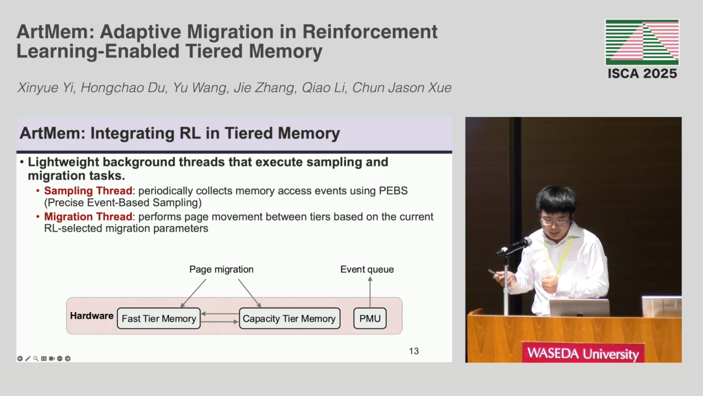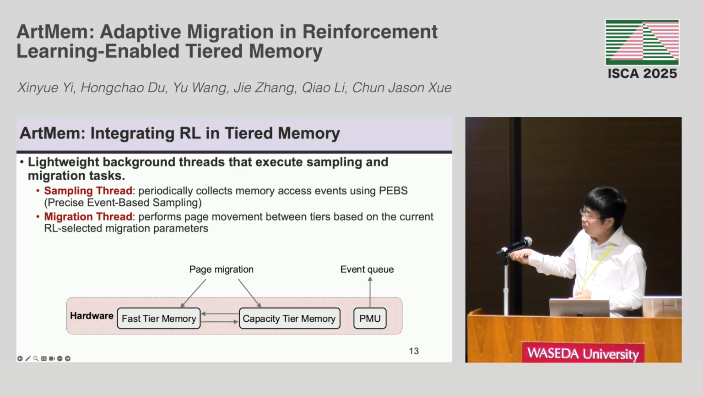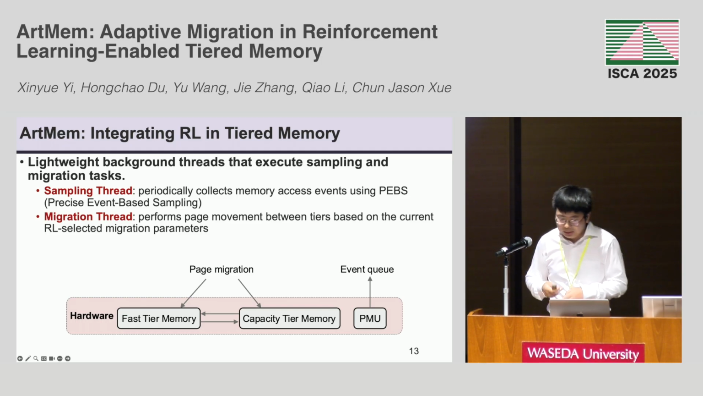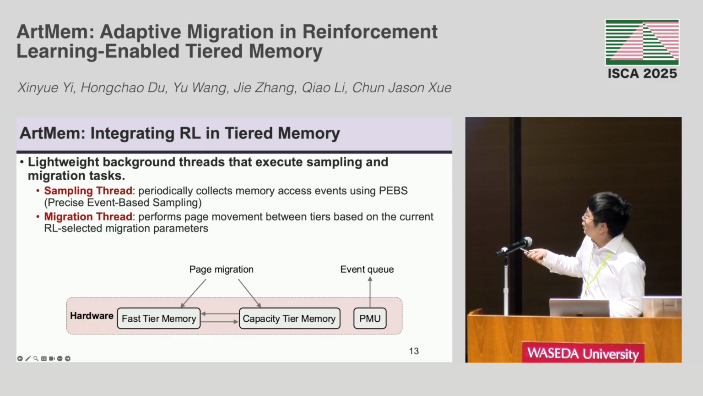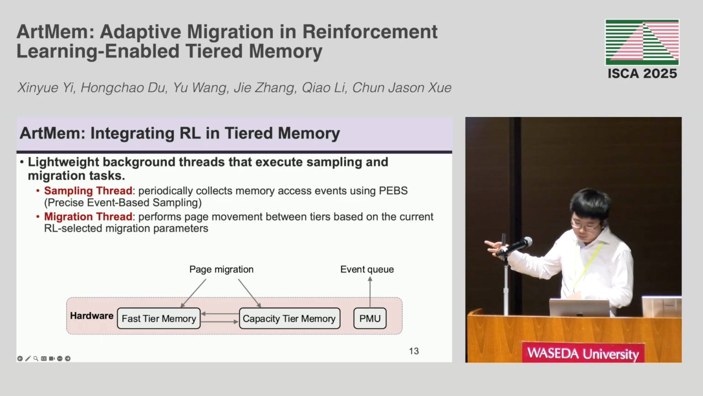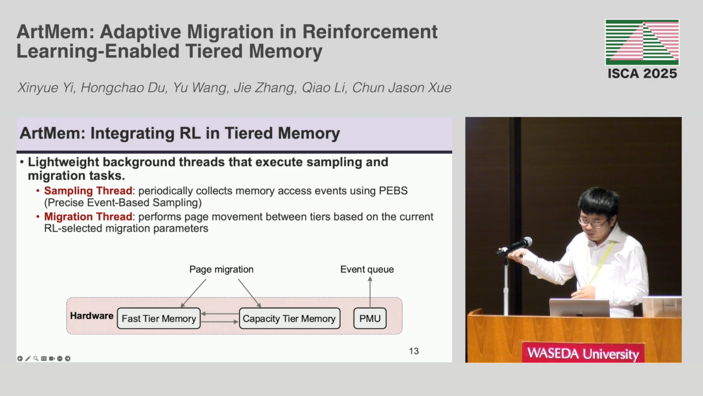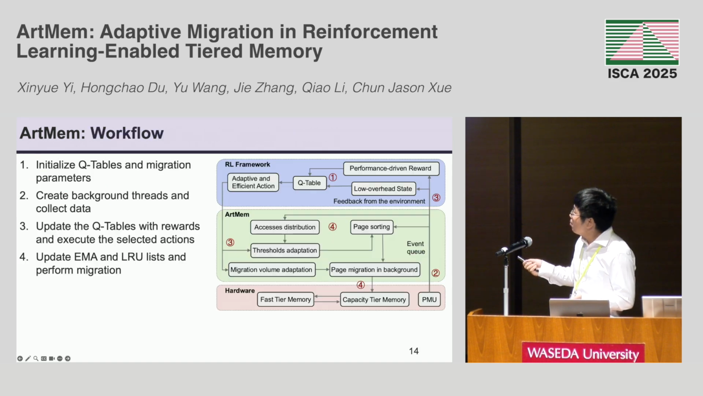We use processor event-based sampling to periodically collect memory access events. And this provides the environmental feedback needed by our agent. And the migration threads perform page movements between tiers based on the current RL-selected migration parameters. And the design ensures that our learning and migration operations don't interfere with application execution, maintaining low overhead.